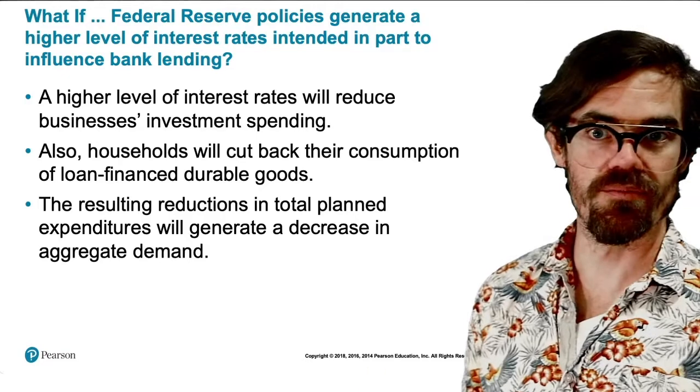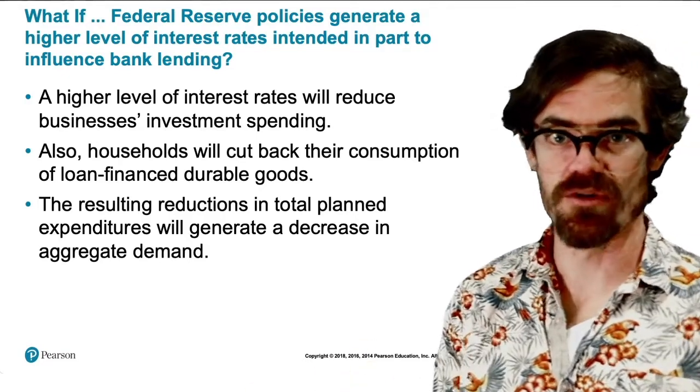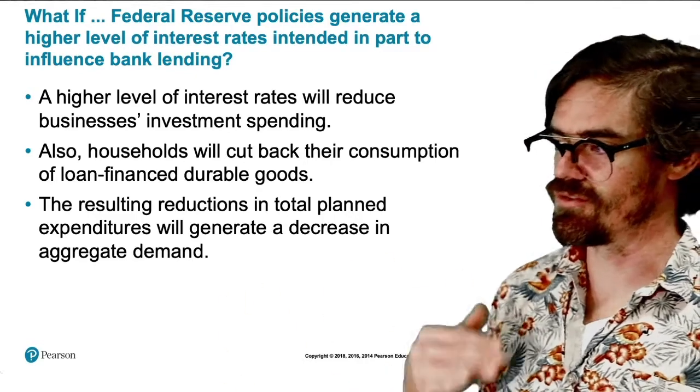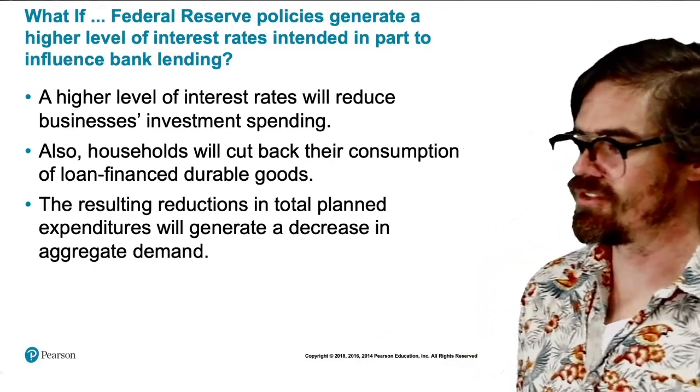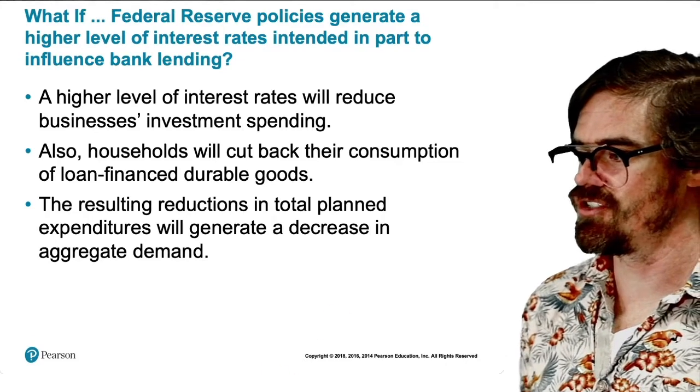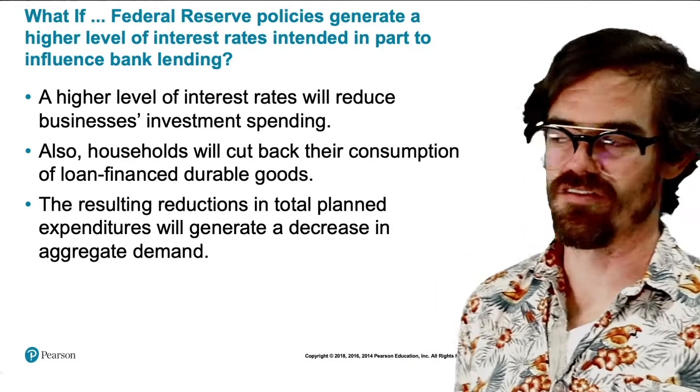People typically borrow money for those things. If interest rates go up, it's more expensive to borrow money for those things. And so households are going to cut back on the consumption of those durable goods. And the resulting reduction in planned expenditures generates a decrease in aggregate demand, pulling us out of that inflationary gap.